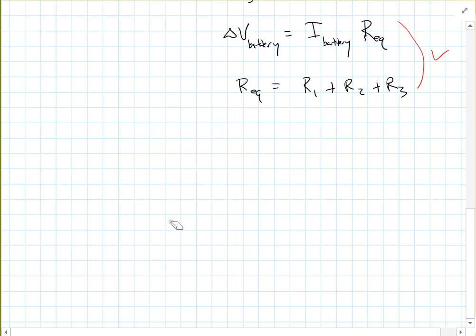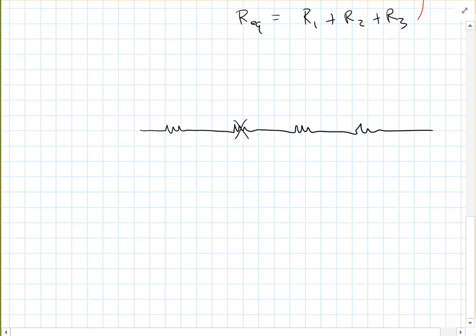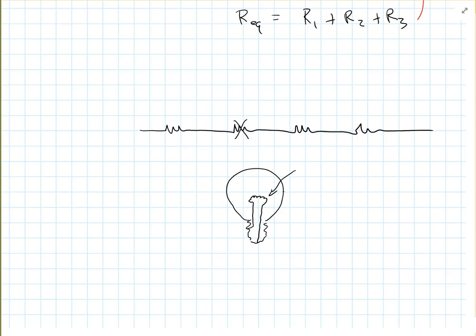This is the first light bulb. This is the second one. This is the third one, right? You have maybe 50 or 100 of them, and one of them burns out. Then it becomes an open circuit, right? Because what is a light bulb? A light bulb, something like this, right? It's a metal filament. And when you run current through that metal filament, it heats up.